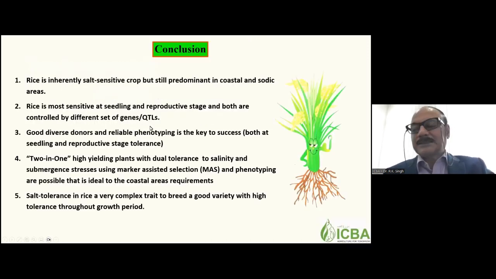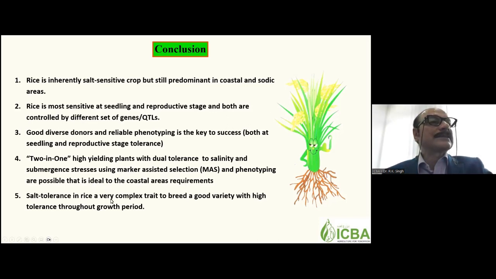In conclusion, I think I did not take more than 15 minutes. Rice is an inherently salt-sensitive crop, but is still predominant in coastal and sodic areas. Rice is most sensitive at the seedling stage and reproductive stage, and both are controlled by different sets of genes. Good diverse donors and reliable phenotyping techniques are the key to success, at both the seedling and reproductive stage tolerance. High-yielding plants with dual tolerance to salinity and submergence stresses, using marker selection and phenotypic selection, are possible, and that is ideal for coastal area requirements.